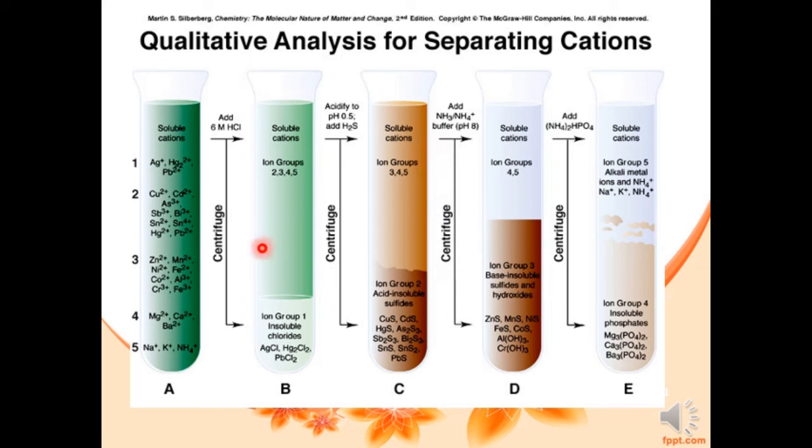Then how to obtain group 3? We add ammonia, ammonium buffer solution at pH 8. It will precipitate out group 3, and the rest still remain in solution form. And next, to precipitate out group 4, we add ammonium hydrogen phosphate, and what remains behind is group 5. So that is how we separate a mixture of ions.